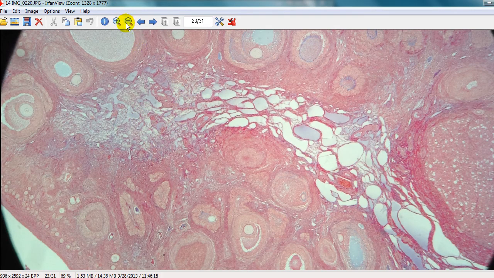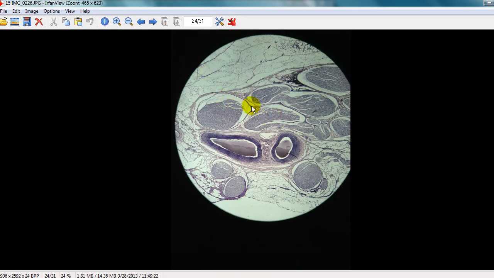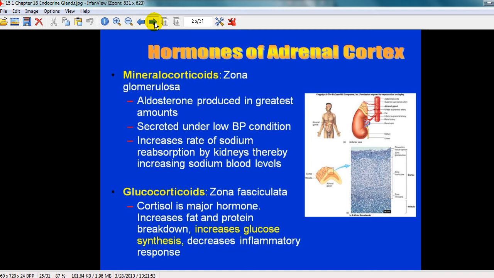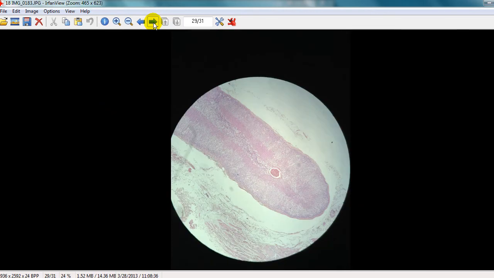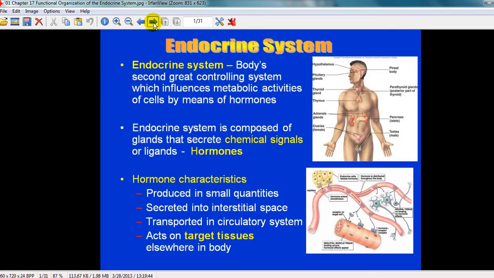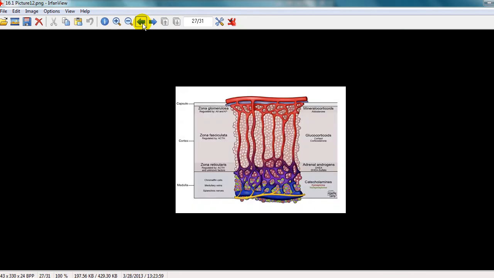Additionally, in this male reproductive location, in the testes, which I guess I don't have that image.